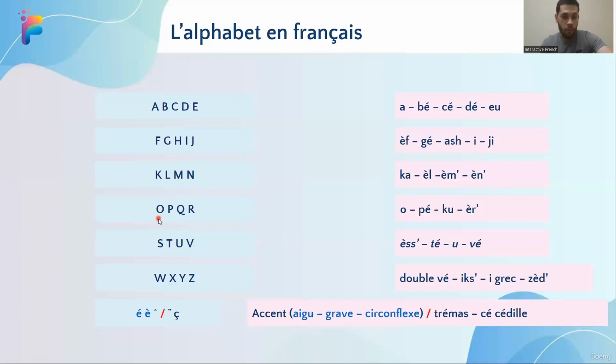Now, for the next row, we've got O, O, right, for O. P, and then Q, Q, and then R, R for R, right? O, P, Q, R.